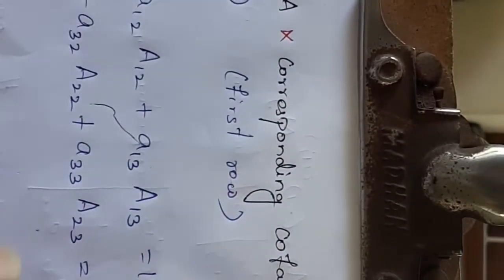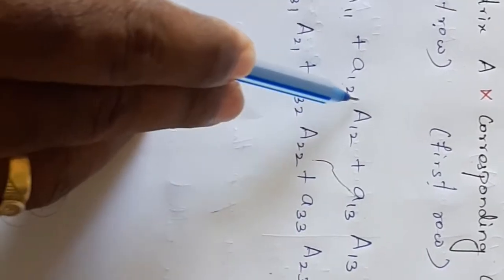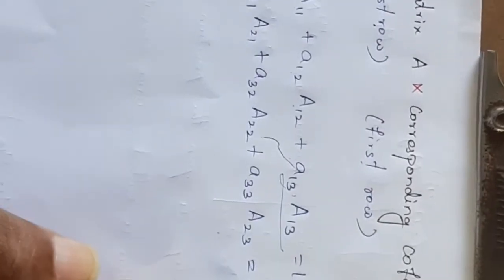So how to find the determinant of A? Take the first row of the matrix and multiply it with the corresponding first row of the cofactor matrix; that will be called the determinant of A. For example, small A11 into the corresponding element of the first row capital A11, plus A12 into capital A12, plus A13 into the corresponding element capital A13. That is called the determinant of A.